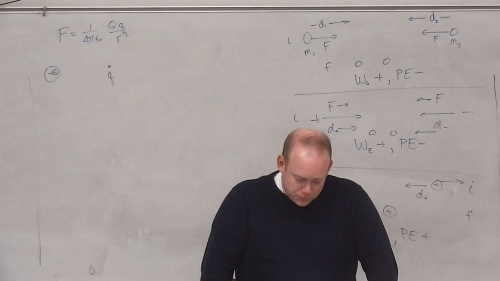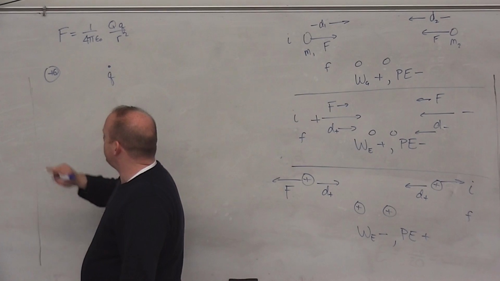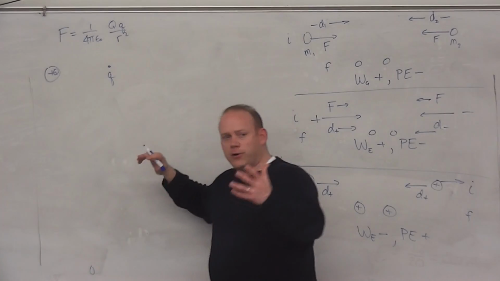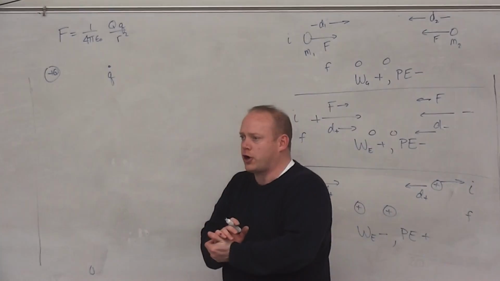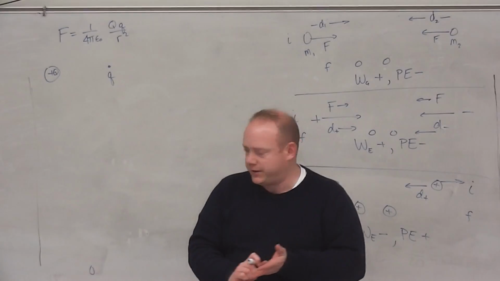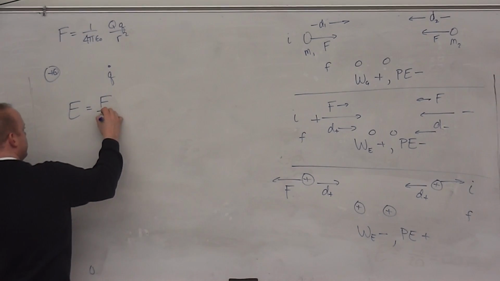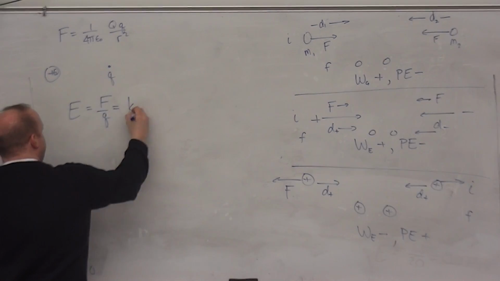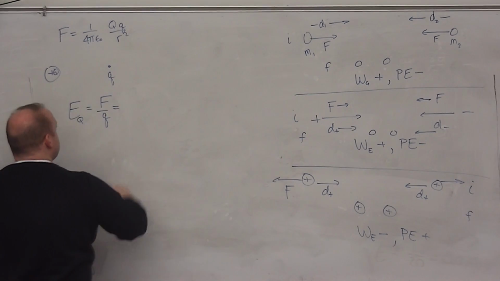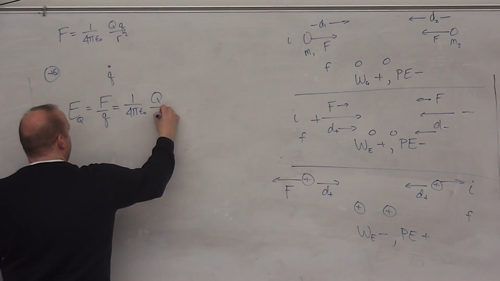But now, a field is set up by this charge, and actually by this charge too, but it doesn't feel its own field. A field is set up by this charge, so that if I know the field, I can predict the force on that charge, regardless of what charge it is, and regardless of how far away it is. That electric field is going to be the force per unit charge, and that's going to equal K, I'm going to use 1 over 4 pi epsilon naught, big Q over r squared.